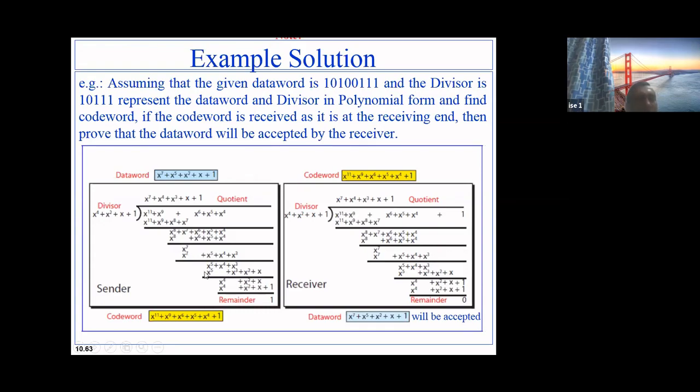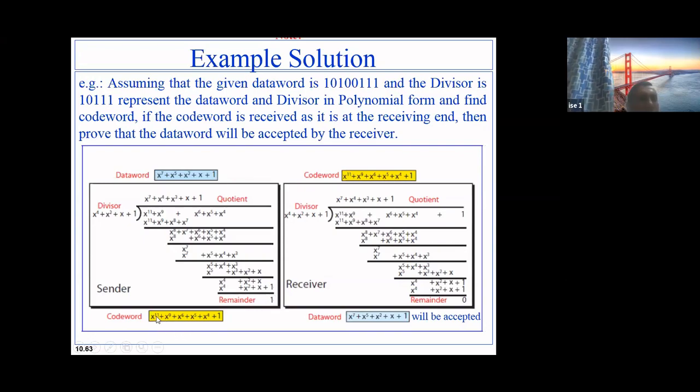Okay. And since I need x to the power 4, and here the degree of this equation is also 4, I can divide one more time. Multiplying this divisor by 1, I'll be getting x to the power 4 plus x square plus x plus 1 plus 1. So this all cancels. What I get as remainder is 1.